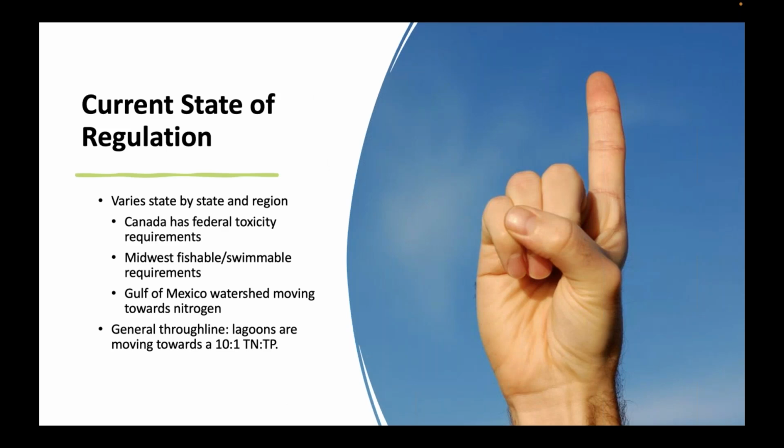So the current state of regulation is, obviously, it varies state by state. If I lick my finger and put it up in the air to see which way the wind's blowing, that's really what I'm trying to tell you here. But if you're in Canada, you have federal toxicity requirements. They require that operators take a sample of their lagoon water and literally put trout in it to see if they die, right? And so that forces ammonia requirements. In the Midwest, specifically within Iowa, for example, every stream is mandated to be fishable and swimmable, right? So that's driving ammonia requirements.